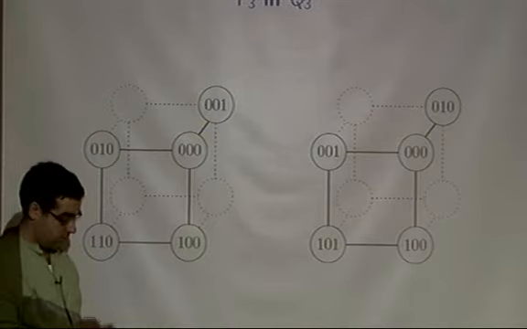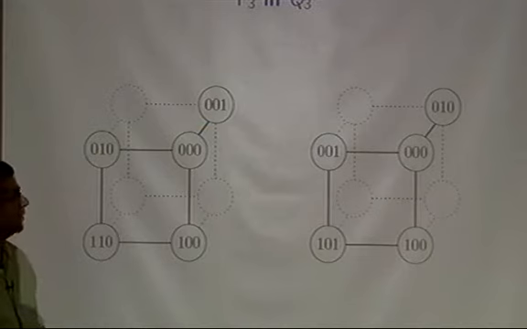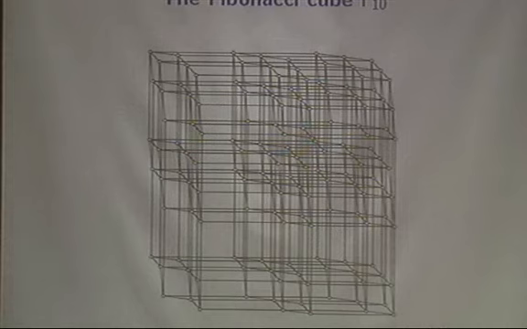Yes? The distance is the usual distance in graphs. Yes, it's the usual graph distance. I will come back to this. So this is the Fibonacci cube of dimension 10 according to David Eckstein. I didn't check it, so he made this figure. He claimed that this is the Fibonacci cube of dimension 10.